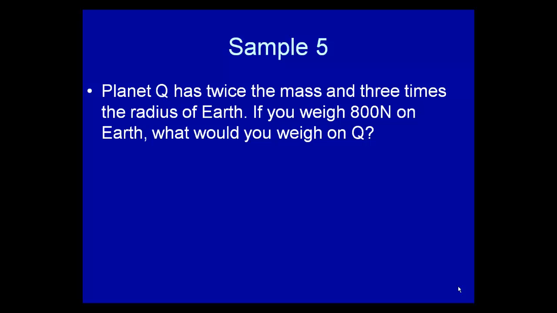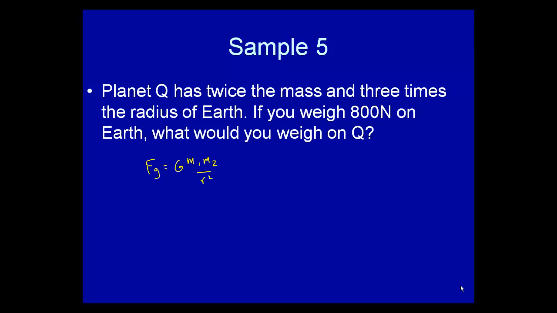Okay, let's look at this. This is another one where I'm going to vary the numbers. Planet Q has twice the mass and 3 times the radius of the Earth. Something that we could actually determine from the Earth. We could get the size. We know what it's made of. We could get the density. So therefore we can get this from Earth. It's possible. We know g for every other planet in our solar system. Now, if you weigh 800 newtons on Earth, what would you weigh on Q?